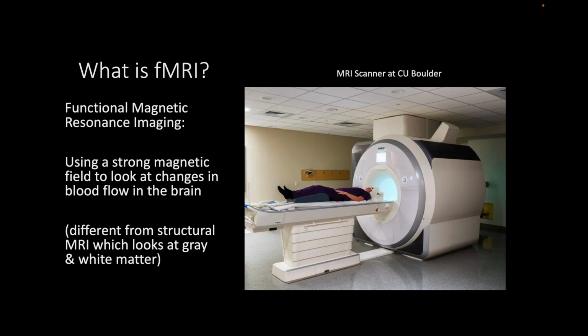fMRI stands for Functional Magnetic Resonance Imaging. Essentially, we're using a strong magnetic field to look at changes in blood flow in the brain. This is a bit different from a structural MRI, which just looks at anatomical features like gray and white matter. And this is a picture of the scanner that is actually used in research studies at CU Boulder.